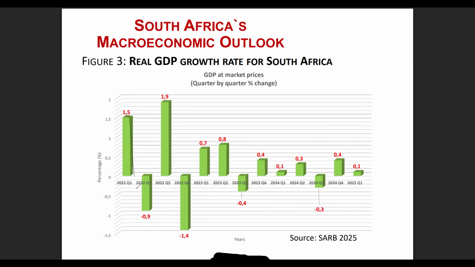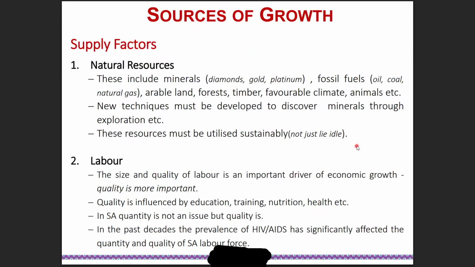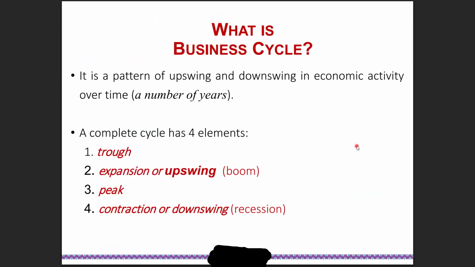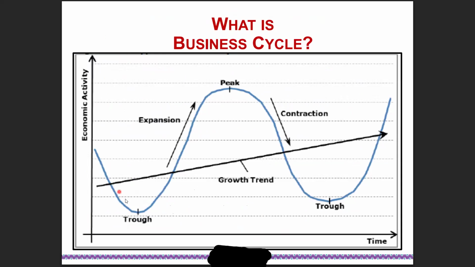And then combining all of this together, we get what? We get this thing which is called a business cycle, right? It basically shows the fluctuations of economic activities for that particular period. So you can see here they're saying that a business cycle is a pattern of upswing and downswing in economic activities over time, right?